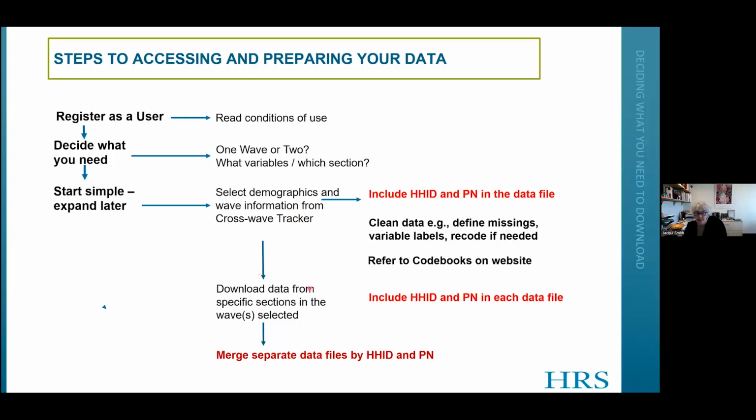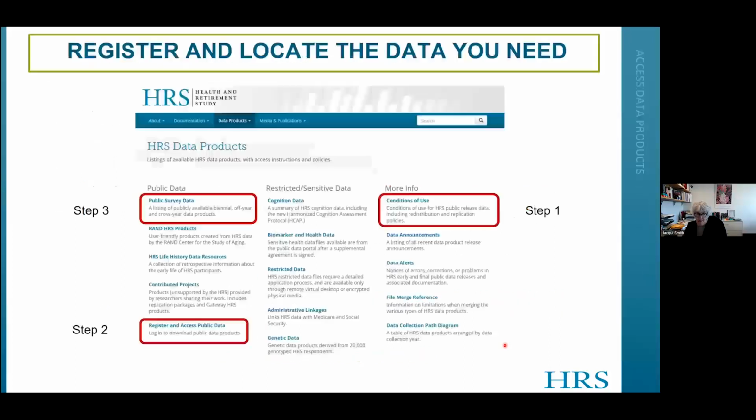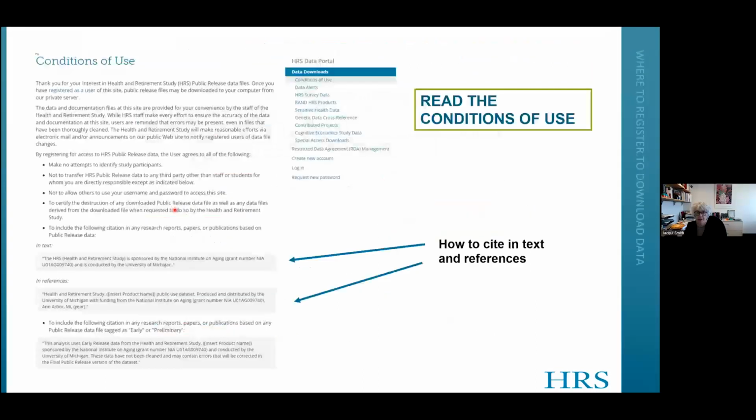And then you can start downloading the data from the sections that you want. But remember to include HHID and PN. And then you merge together these separate data files, right? Okay. Now I'm back to that menu bar, remember? So the data products, the conditions of use are over there. That was step 1. Step 2 was registering, and the public data, we'll go through that. And there's lots of other ones, but I think you just want to start here, right?